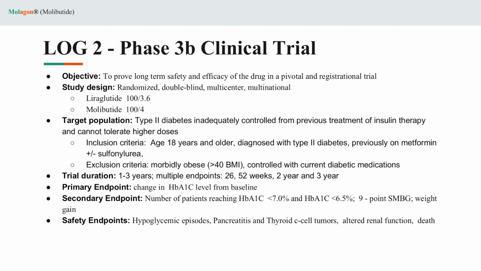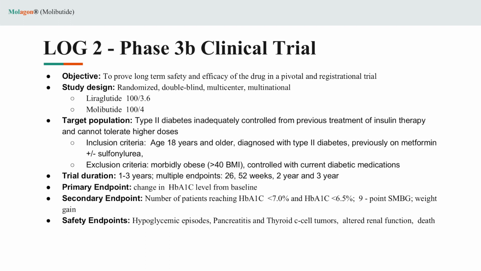Here in LOG2, we wanted to see how molybutide could do when it is not only added on to an oral antidiabetic therapy like metformin, but also for patients who are inadequately controlled on insulin therapy. Here in LOG2, we have 2 treatment arms. Patients who have been inadequately controlled by their insulin regimen and cannot tolerate higher doses will be adding on either liraglutide or molybutide to their existing therapy.